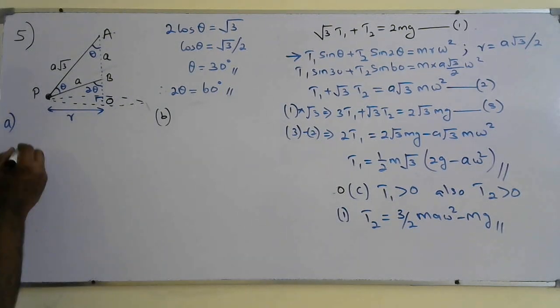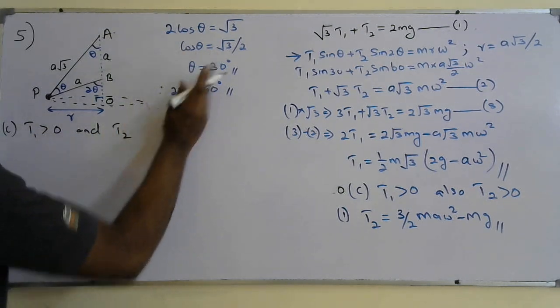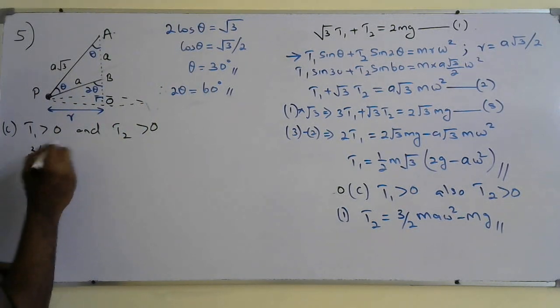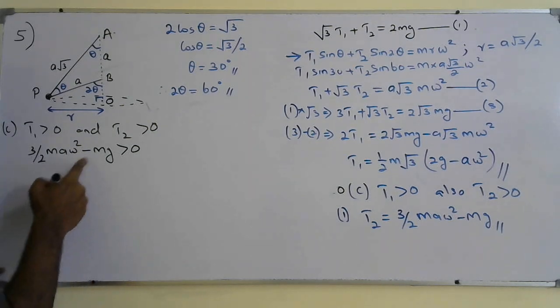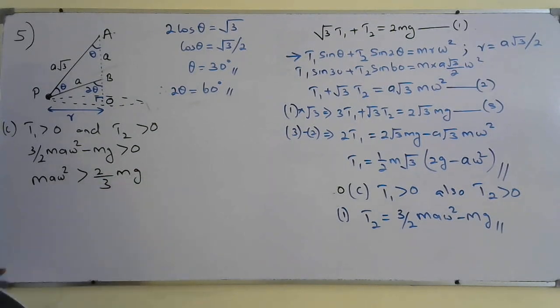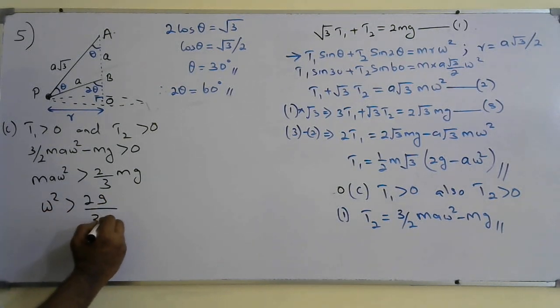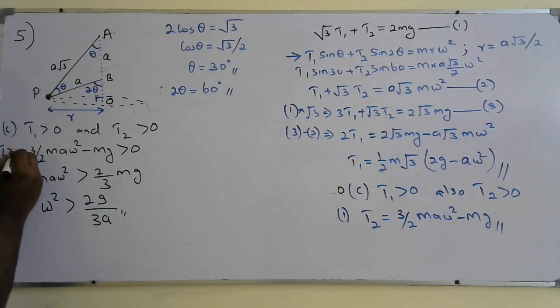So both T1 and T2, C part, T1 greater than 0 and T2 greater than 0. So T2 greater than 0, we'll start from that. T2 greater than 0 means 3 by 2 m a omega squared minus mg must be greater than 0. So take it to the other side. That means m a omega squared must be greater than 2 by 3 mg. Is it? So m will get cancelled. So omega squared must be greater than 2g over 3a. Right. This is from T2 greater than 0. So I got this from T2 greater than 0.